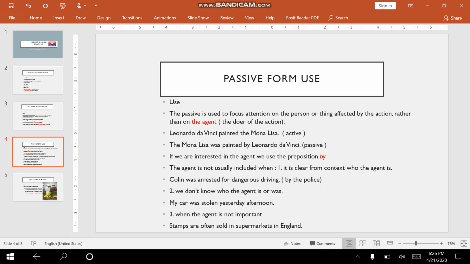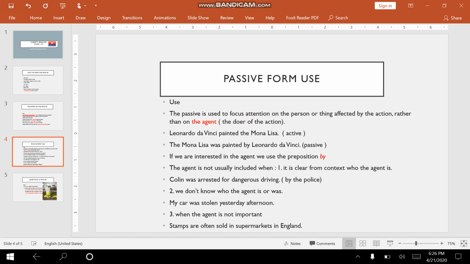If we are interested in the agent, we use the preposition by Leonardo da Vinci. The agent is not usually included when it is clear from context who the agent is. Colin was arrested for dangerous driving. It is obvious that he was arrested by the police.